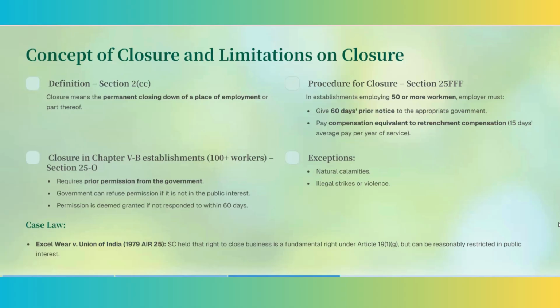For closure in Chapter 5B establishments with 100 plus workers, Section 25O requires prior permission from the government, because it is a matter of 100 plus workers. The government can refuse permission if it is not in public interest. Permission is deemed granted if not responded to within 60 days. There are some exceptions when it comes to closure: natural calamities, illegal strikes. In Excel Wear versus Union of India, the Supreme Court held that the right to close business is a fundamental right under Article 19(1)(g), but can be reasonably restricted in public interest.